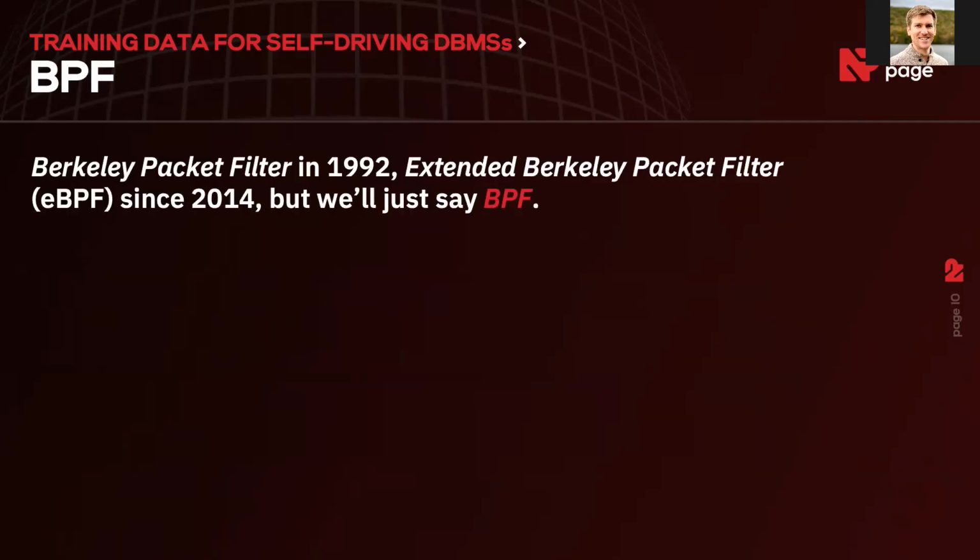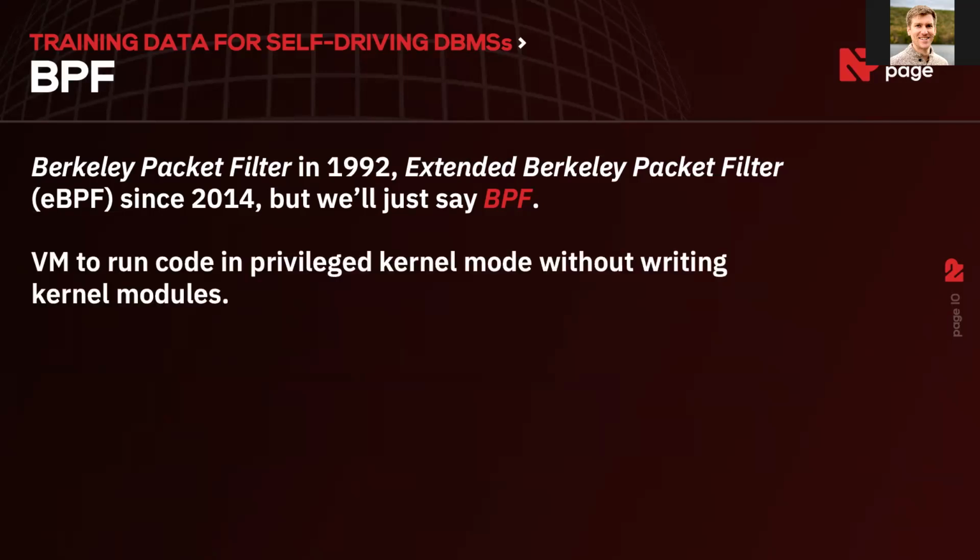Originally a way to perform packet processing, since 2014, it's a general observability platform in the Linux kernel. You'll hear some people call it eBPF, but we're sticking with BPF today. It's a virtual machine that runs inside the kernel, providing access to memory and functions that can't be read from user space. BPF is safer than kernel modules due to the verifier that all BPF programs must pass.